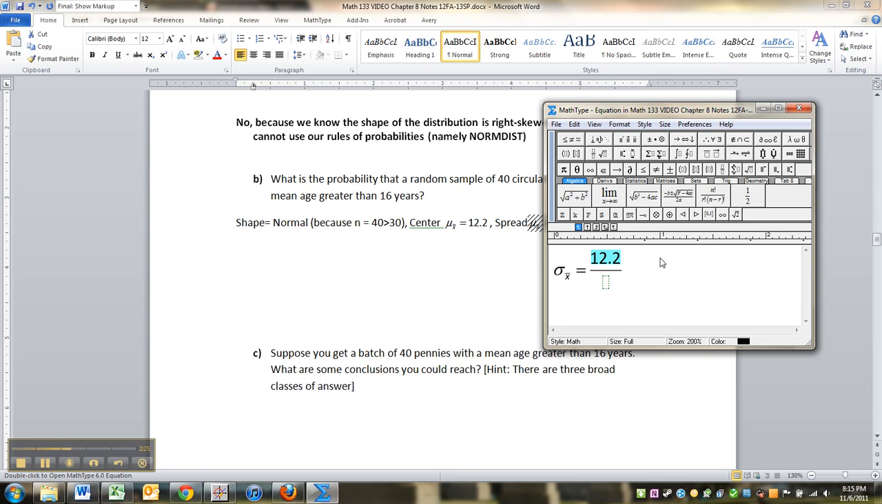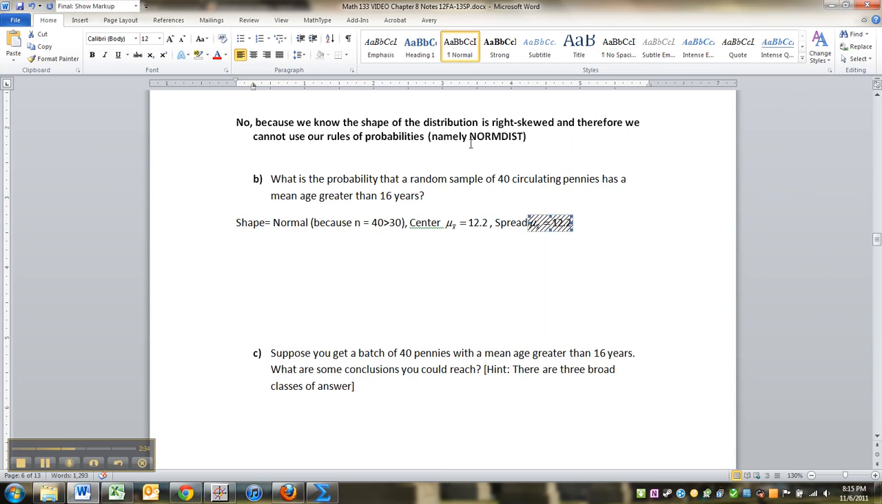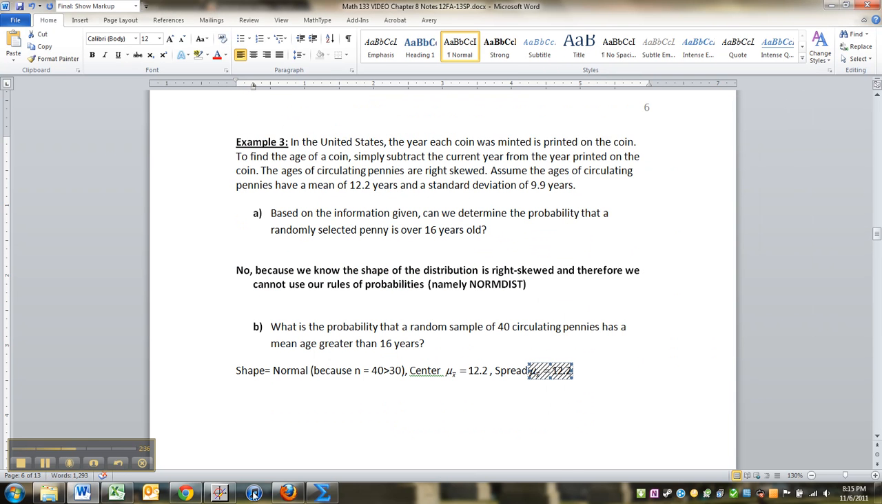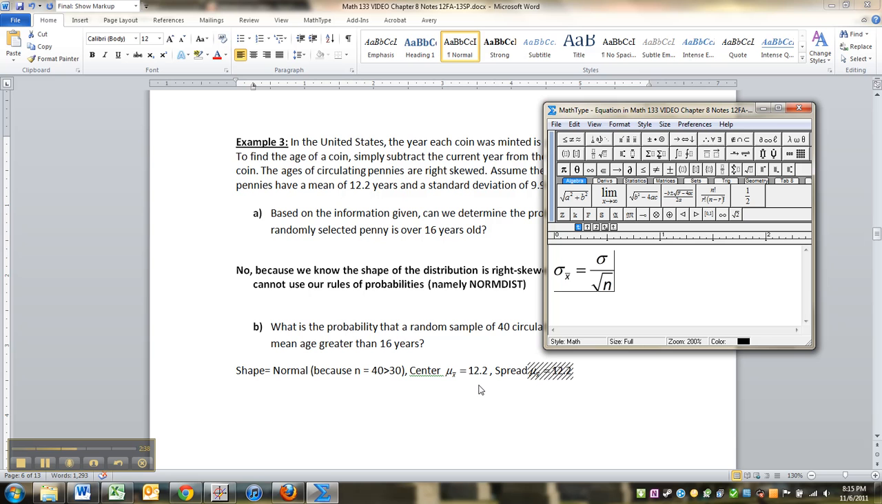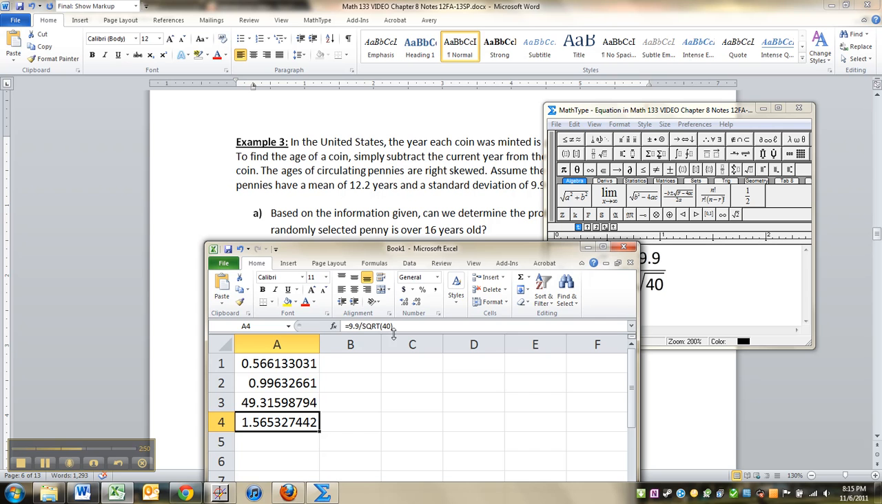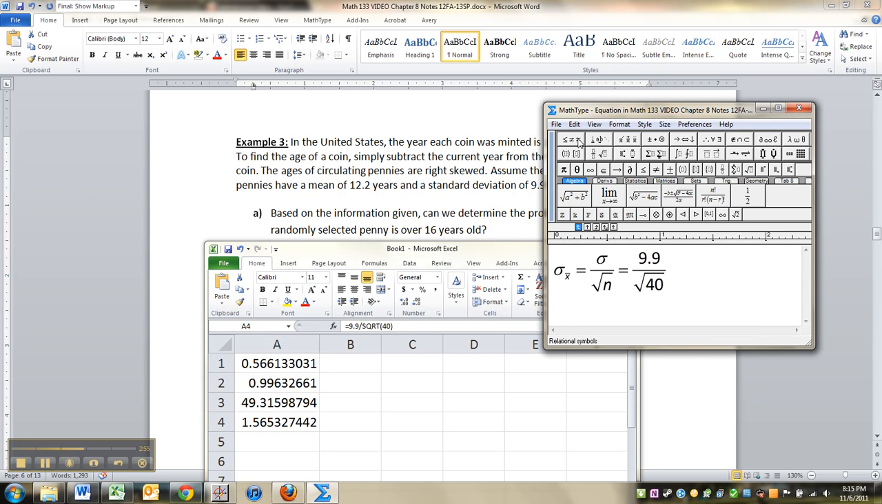which is sigma divided by the square root of n. What was sigma again? 9.9, there we go. 9.9 divided by the square root of 40, which I just happen to have found already with Excel, is right here. 9.9 divided by the square root of 40 is 1.565.